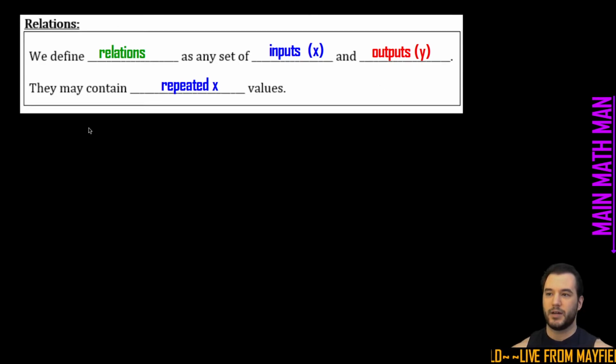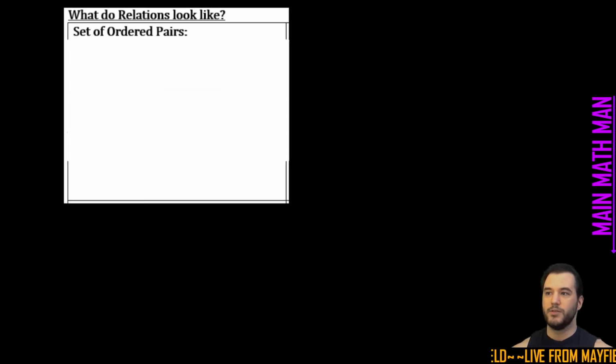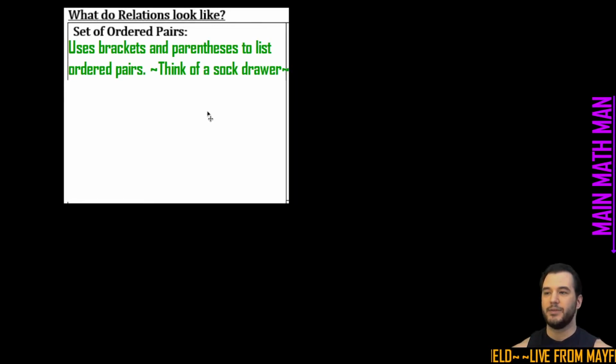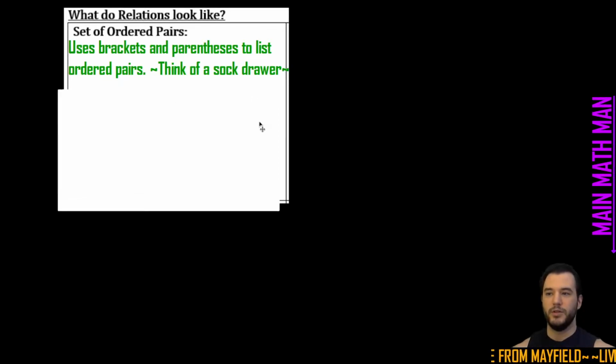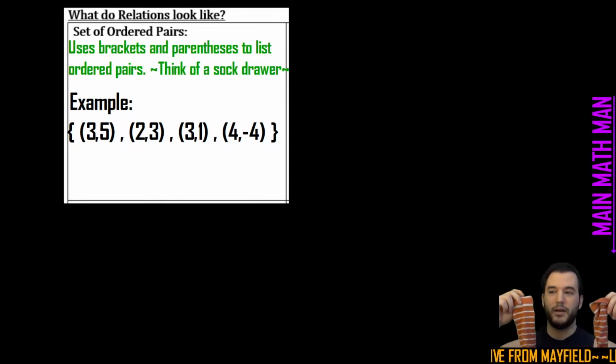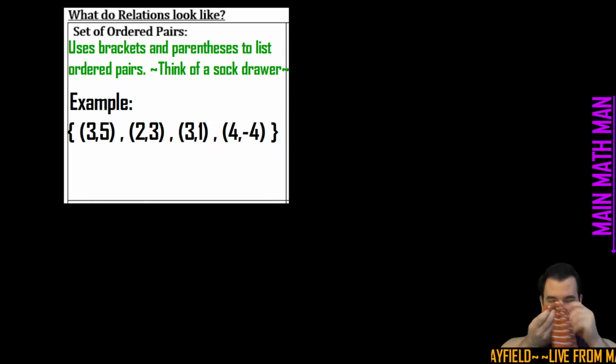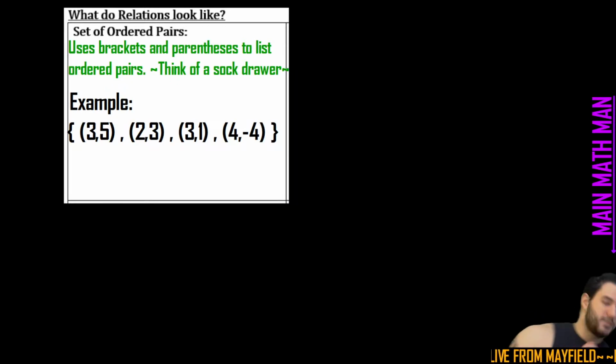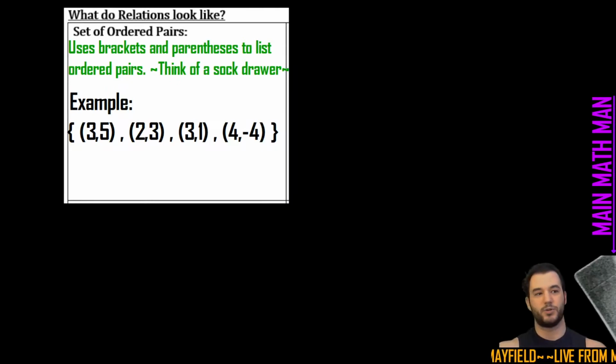Well, when we are talking about these relations, there's going to be several different forms. One of those forms could be a set of ordered pairs. And when you're thinking about that, again, those are those brackets, those little curly brackets with the parentheses to list the ordered pairs. And I want to tell you that you should think of a sock drawer when doing this. So for example, when you have those brackets, again, it kind of has those pairs inside of it. So for example, you have your x value, you have your y value, those are paired together, and so those are those parentheses paired together, and they would go in the wonderful sock drawer like so.